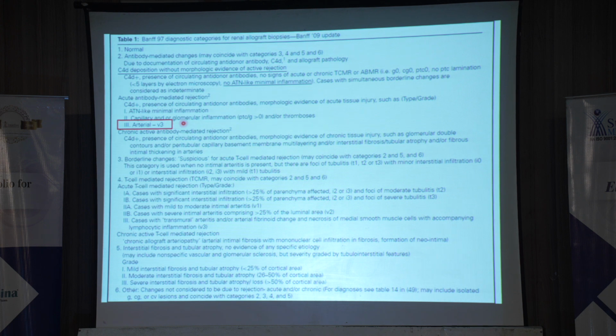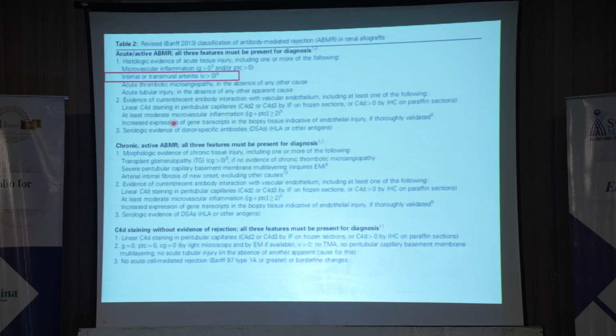Then further on, it was suggested that acute antibody-mediated rejection, C4D has to be positive. There could be ATN, there could be TMA, thrombosis, and all that, and obviously V3 lesions. Now, in the revised 2013 classification, they came up with a criterion that even if there is any V form of lesion, that means intimal or transmural arteritis, so any V more than 0, that means V1, V2 or V3, any lesion, it could be due to an antibody-mediated process.